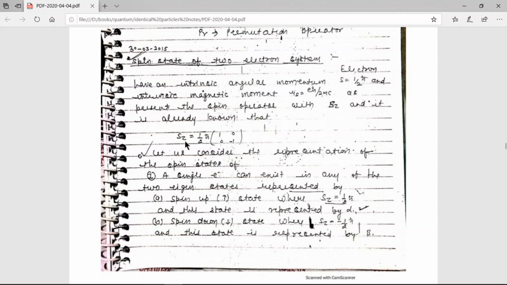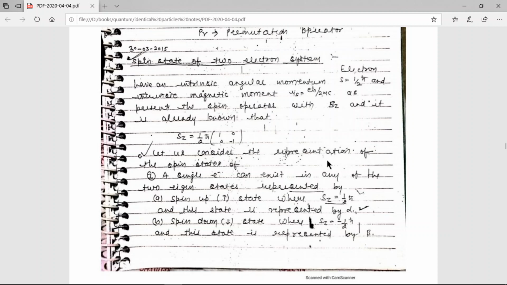the relation between spin angular momentum and the Pauli operator is given by Sz equal to 1 by 2 h cross. We also know the relation between the Pauli operator and the spin operator is given by S equals h cross by 2 into sigma. The dimension of sigma is related to the dimension of the spin operator. Here z is the dimension of the spin operator. Now the Pauli operator is also in the z direction.